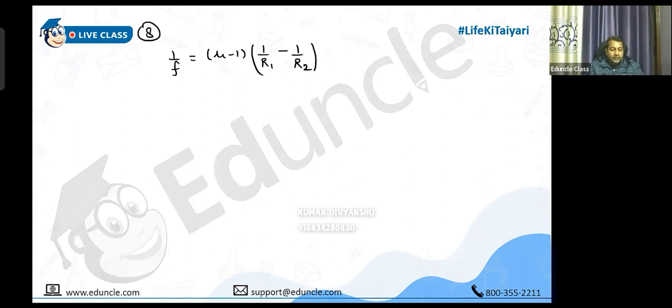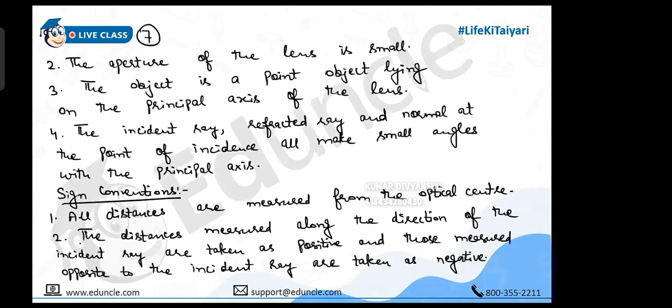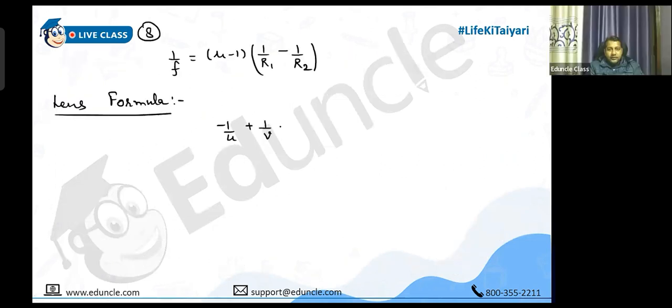Clear? Can I go to the previous slide once? Yes, sir. That is the lens formula that you were talking about. This is the lens formula: how the lens works. This is the lens maker's formula: how the lens is made. Both are different.